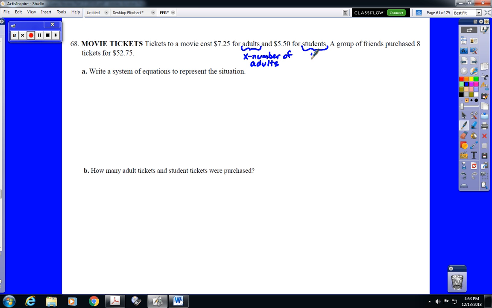And we'll let y be the number of students' tickets. Okay? So again, a group of friends purchased 8 tickets. X plus y is 8. And we know the cost of each type of ticket and how much they spent total.